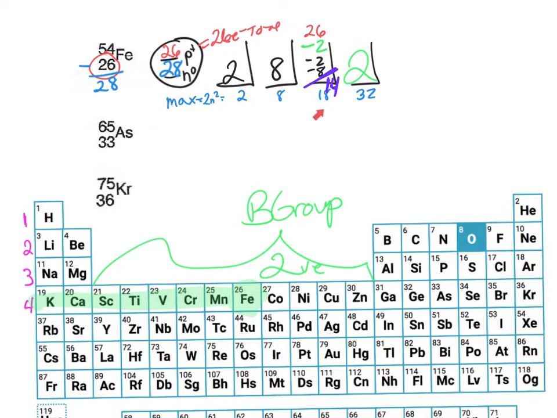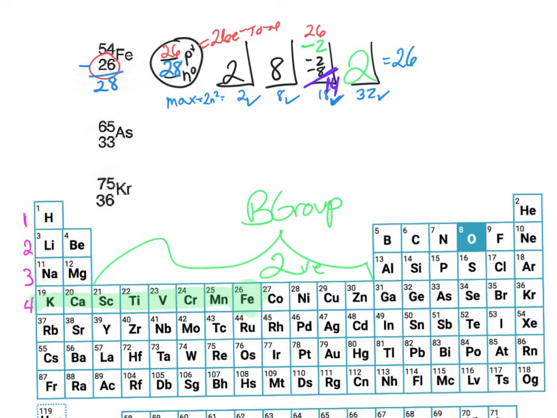None of these have gone over the maximum, so we have a maximum of 2, a maximum of 8, a maximum of 18, and a maximum of 32. And we haven't gone over any of those, so we know that so far we are correct. The last step again is to check that we have the correct number of electrons total. We should have 26. We have 2 plus 8 plus 14 plus 2, which is 26.